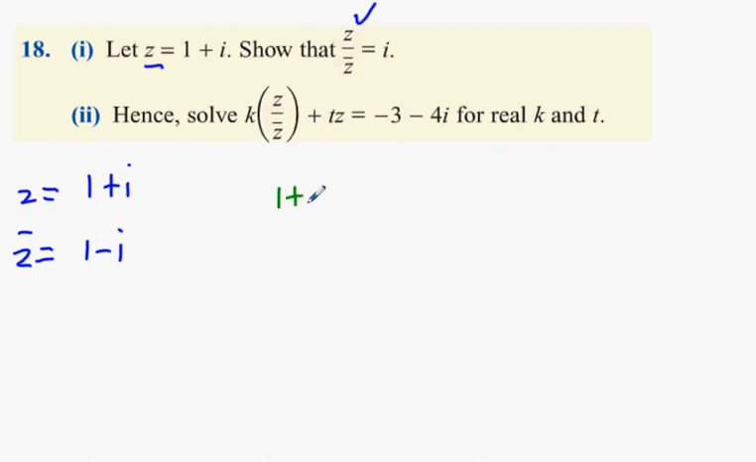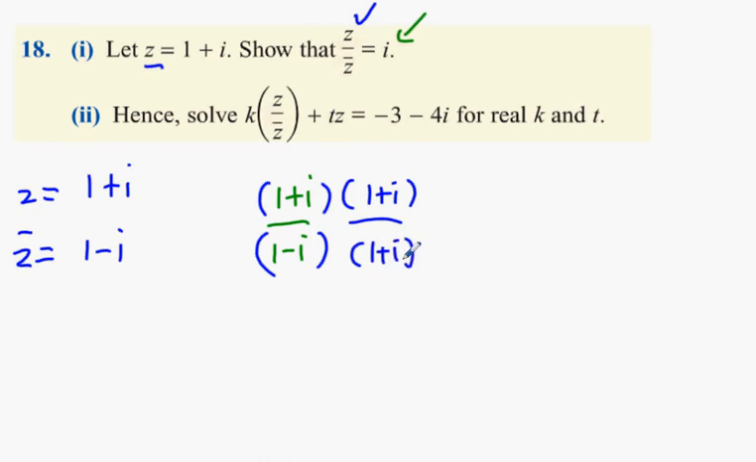So to get the marks, all you have to do is put this down. And then it wants me to turn that into i. Any idea how to do that? What do you do to get rid of a complex number on the bottom? Top and bottom by the conjugate of the bottom. What's the conjugate of the bottom number? So 1 plus i top and bottom. It's a show-that question, which means I have to get i as my answer. If I don't get i as my answer, I've gone wrong.